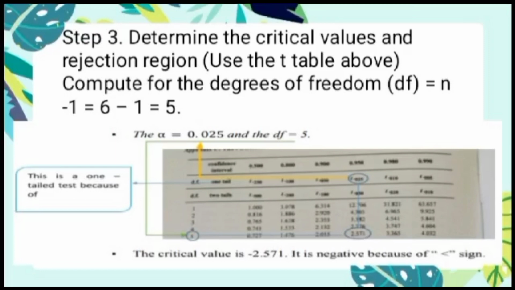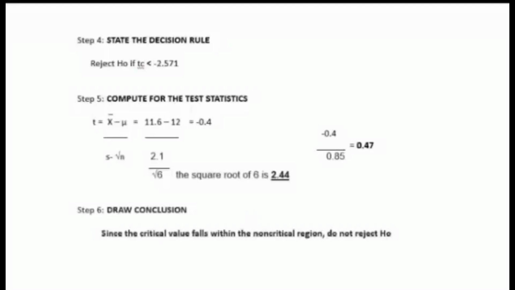The area equals 0.025 and the df equals 5, and the critical value is negative 2.571. It is negative because of the less than sign. Step 4. State the decision rule. Reject the null hypothesis if the computed t is less than negative 2.571.